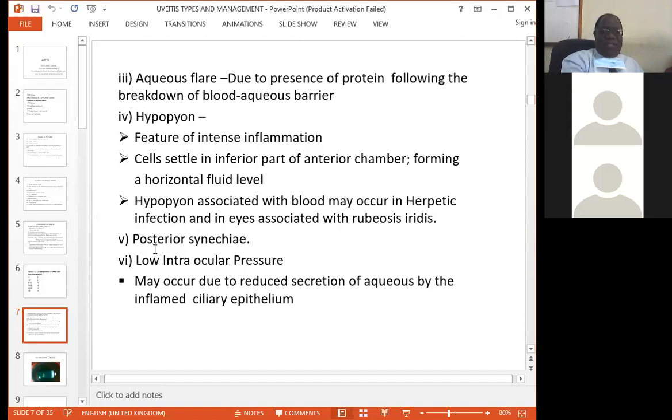So other features, hypopyon as blood may occur in hepatic infection or in eyes associated with rubeosis iridis or in trauma. That's physical trauma. You find it in people fighting or wanting to fight, then one punch, the chap is all over the show.